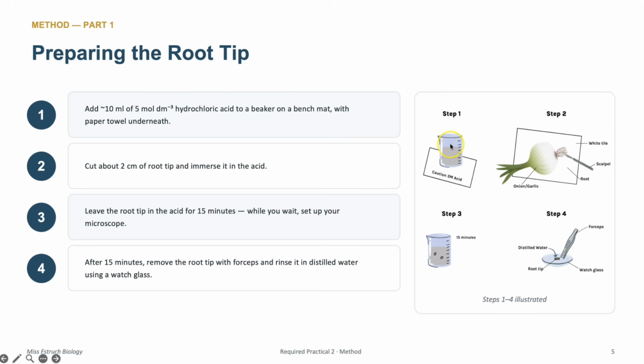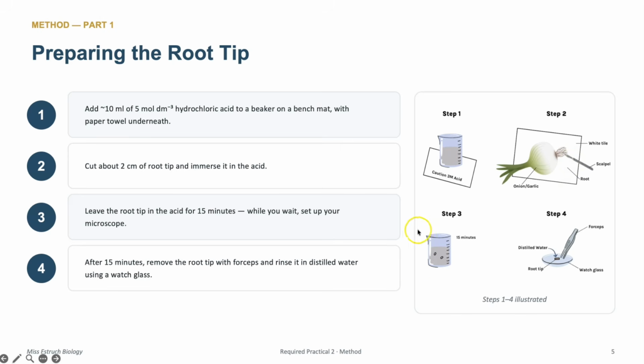So we need to get a beaker of hydrochloric acid ready. Then we would get either our onion root tip or garlic root tip, and you would use a scalpel to cut off the very, very tip. And the reason for that is where mitosis is happening. So that is the section we want to use to view. And in terms of using the scalpel safely, you'd need to make sure you're cutting onto this hard surface, which in this case is a white tile, and cutting away from the body.